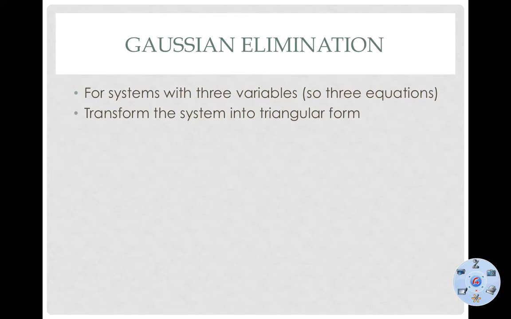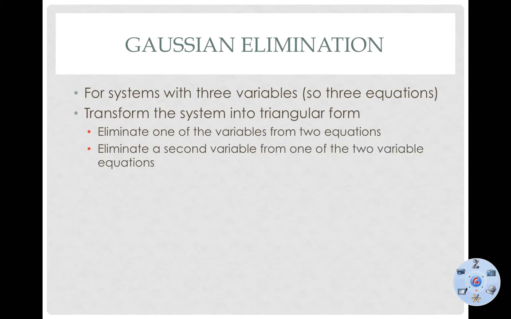What you want to do is transform the system into what's called a triangular form. Basically, you start with eliminating one of the variables from 2 of your equations. Then eliminate a second variable from 1 of the 2 variable equations. Sounds very complicated. Don't worry, we'll show you an example here. And then you're going to use substitution to solve for the rest. So this gets Gauss's name to it.